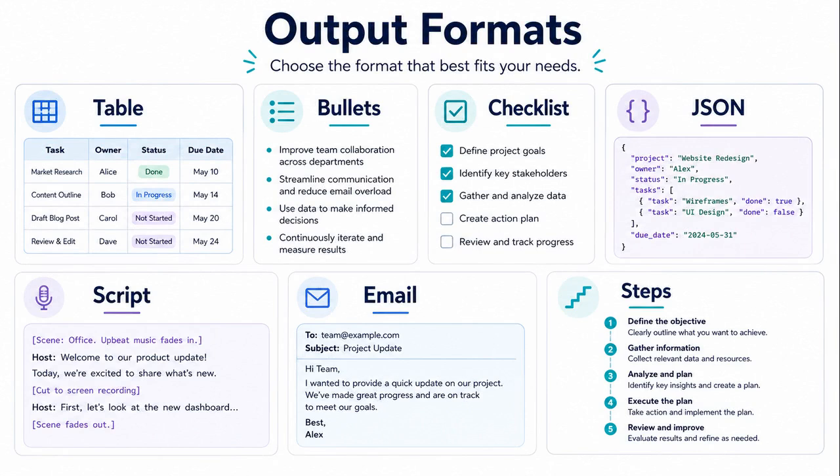It may ask for a table. It may ask for bullet points. It may ask for a JSON structure. It may ask for a script, checklist, or email. This saves editing time. It also makes results easier to use in workflows. Good context includes both content and format requirements.